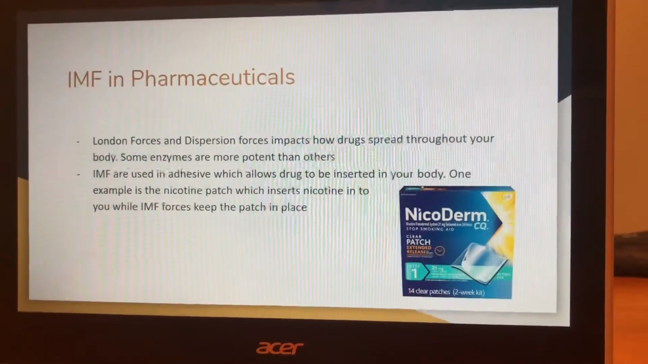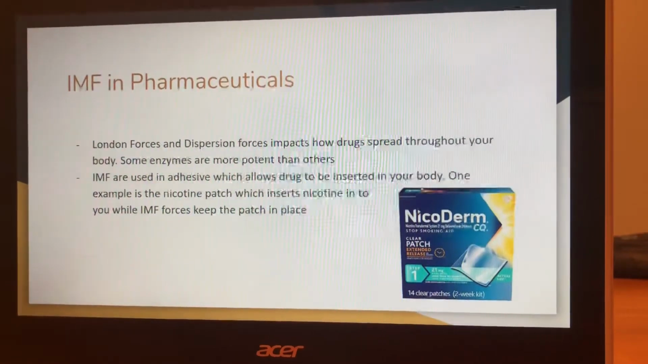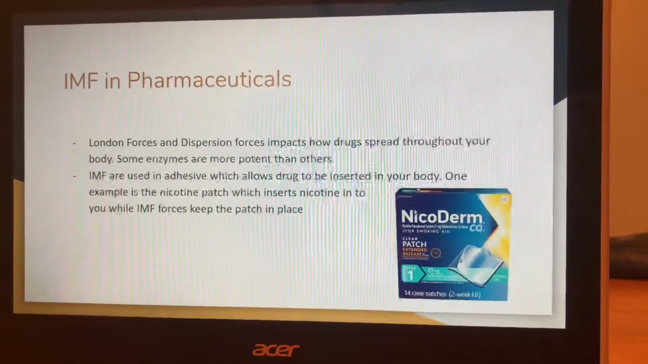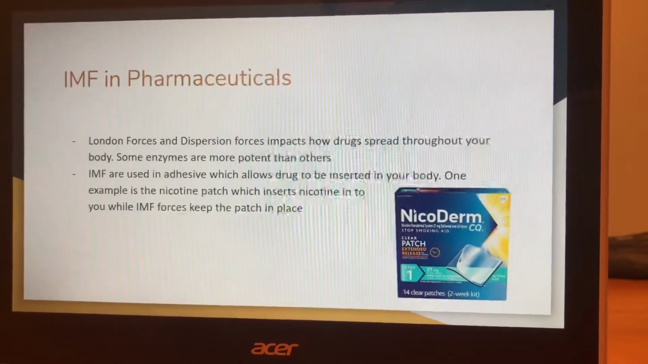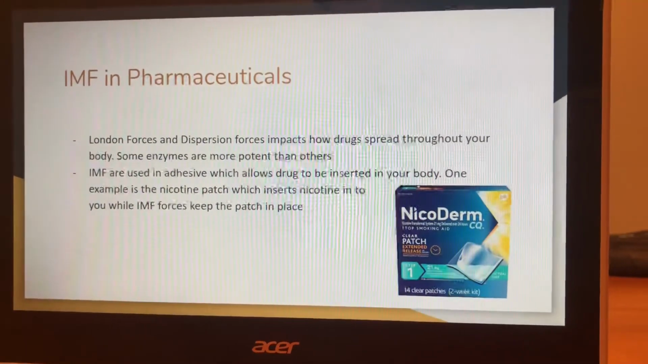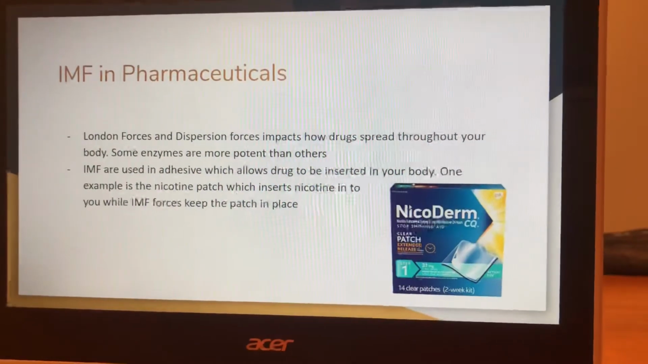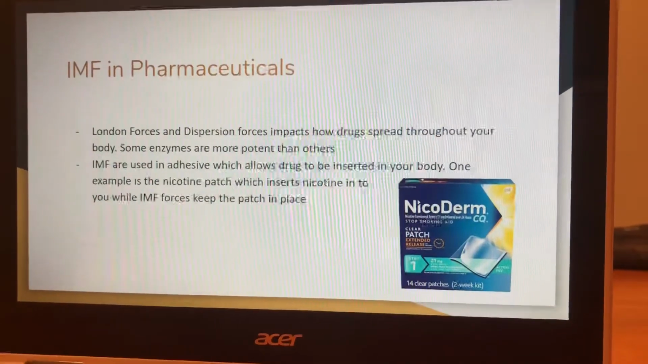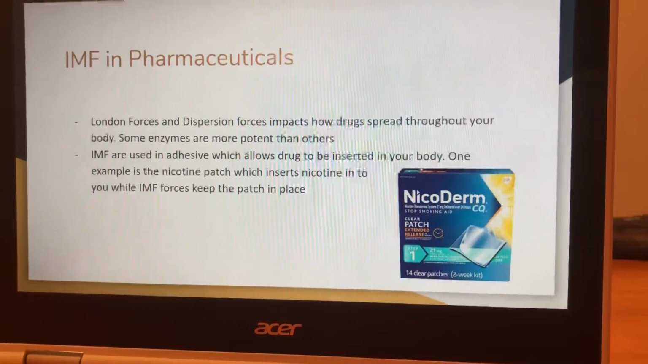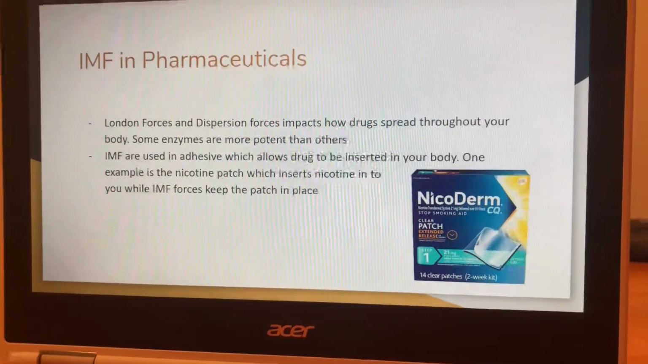But intermolecular forces are also used in adhesive, and they use adhesive so they can put a patch on you. One example of this is a nicotine patch. It allows the nicotine to go into your bloodstream, but the adhesion keeps it on your skin, so it can properly go in.